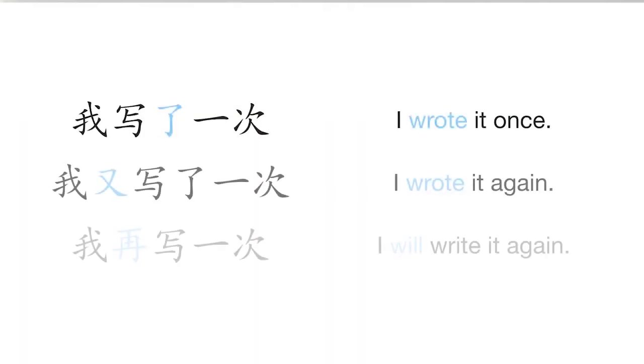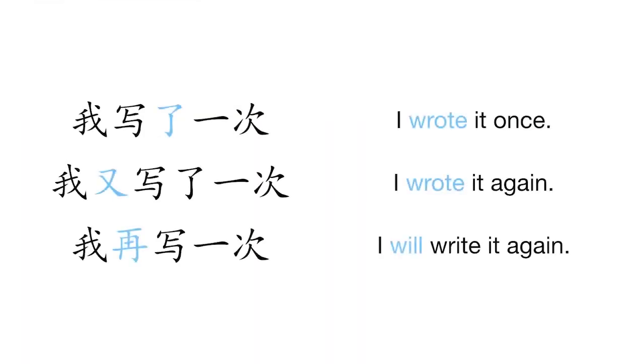Now compare these three sentences to get an idea of how this worked. Here's sentence 1. 我写了一次. I wrote it once. Next sentence. 我又写了一次. I wrote it again. Final sentence. 我再写一次. I will write it again. And so that's the difference between 又 and 再. They both mean again, they're both adverbs of frequency, but the main difference is the future versus the past.